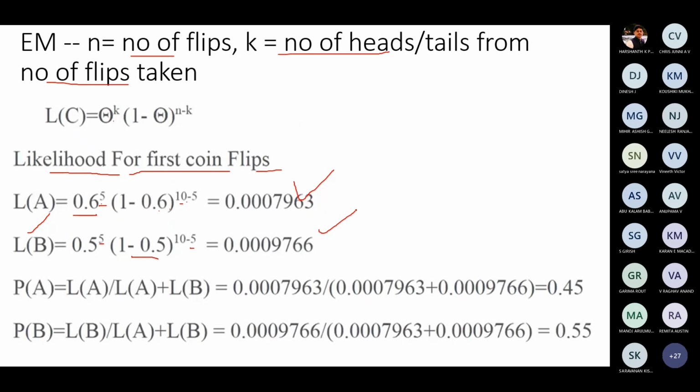Okay, so I get this one. Heads and tails. So LA, this is LA divided by LA plus LB, I get this value. The same way, LB divided by LA plus LB, I get this value for the first coin flip.